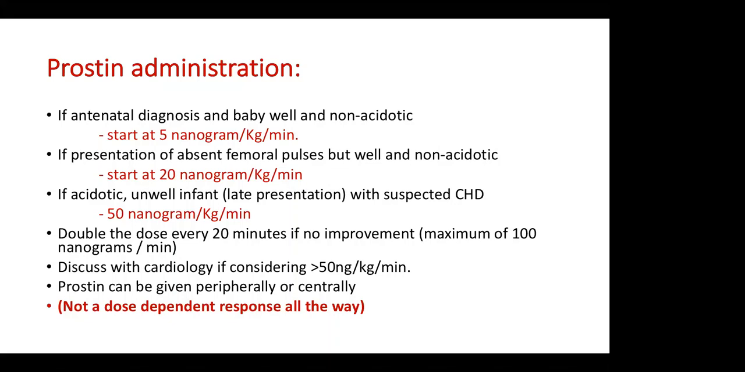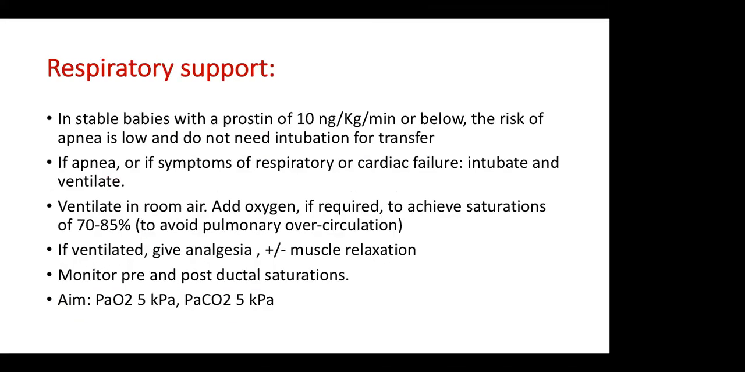If you have a large PDA and the patient is not improving, it's not the shunt across the PDA, it's something else. It's either a pulmonary vascular resistance issue or an intracardiac shunt that's not enough, so you have to think of something else. Don't keep increasing the prostaglandin more and more, because you're going to have the side effects without the benefit from the prostaglandin.